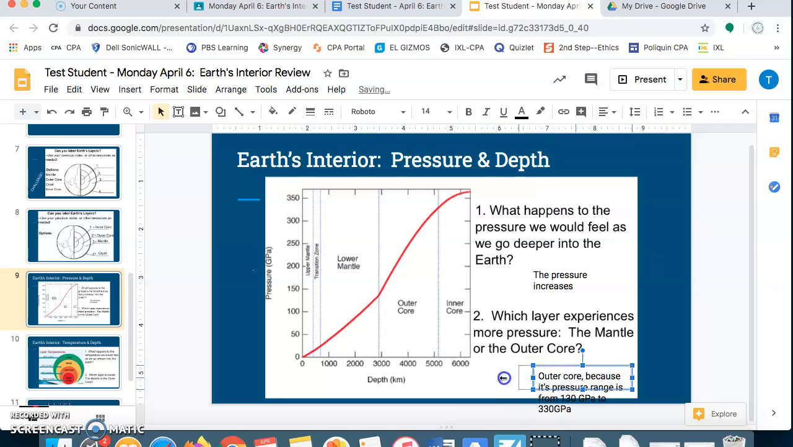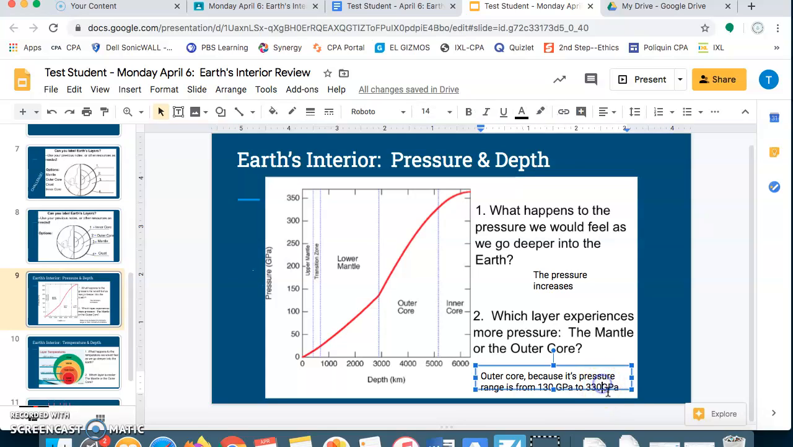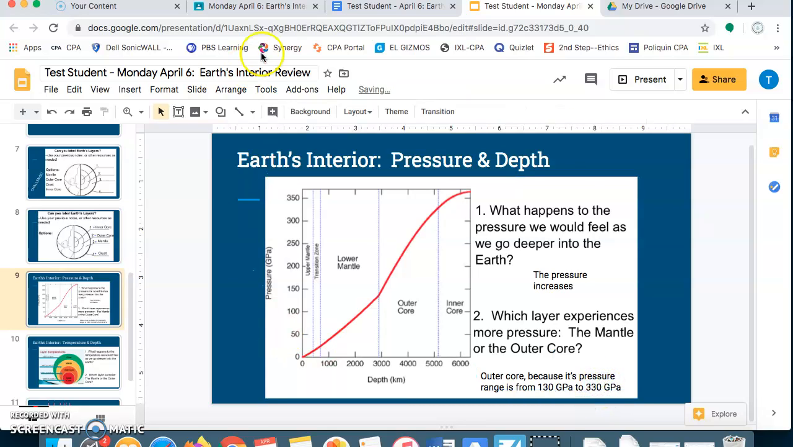Get it? GPA. You'd rather have a 330 GPA, grade point average. Anyways, bad joke.